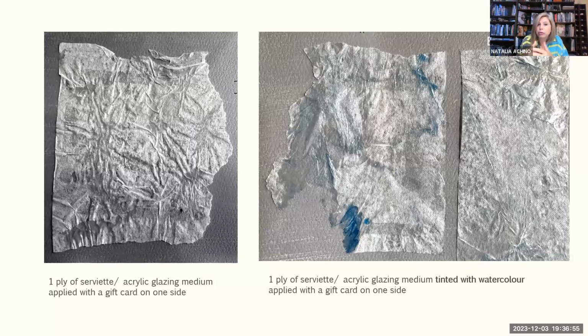Another alternative you can use is to add watercolor or any paint to the glazing medium or to the gloss medium. So you tint the medium. And when you apply it, you have these beautiful effects as well. Here is one ply of serviette that already has patterns and textures, you can see here. And it's applied with a gift card on only one side. The back view is interesting as well, beautiful marks.